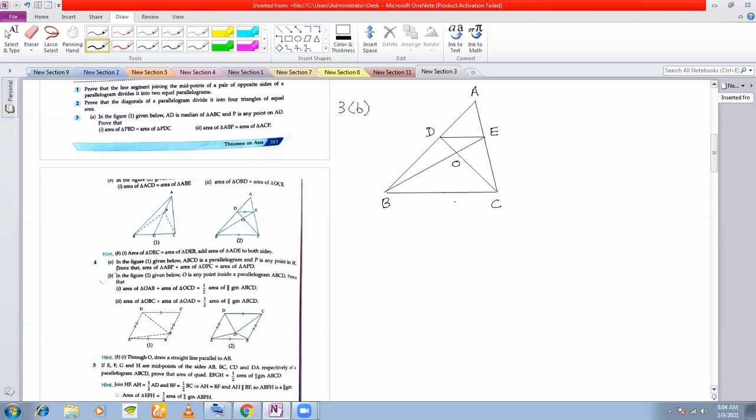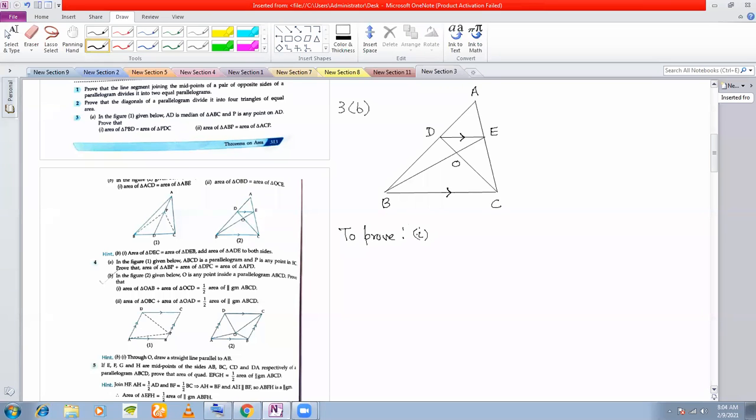Now if I read the question, it says, in this figure, DE is parallel to BC. DE is this line and BC is this line, and they are parallel to each other. So these two are given parallel. You need to prove that the area of, there are two proofs. Let me just write here to prove.